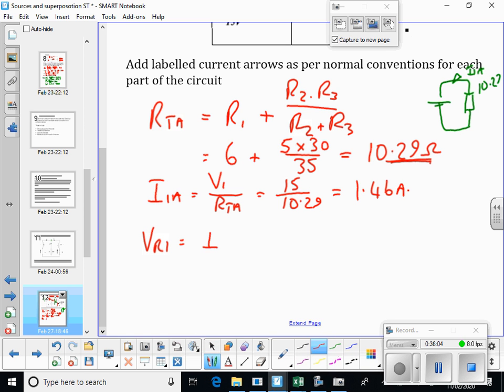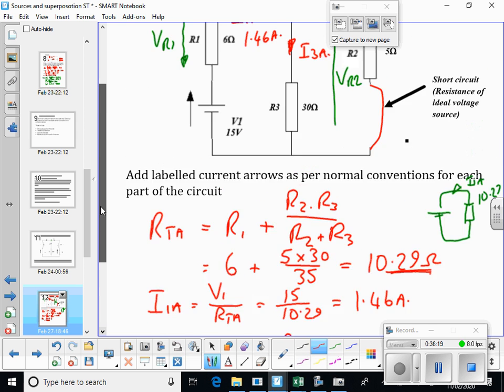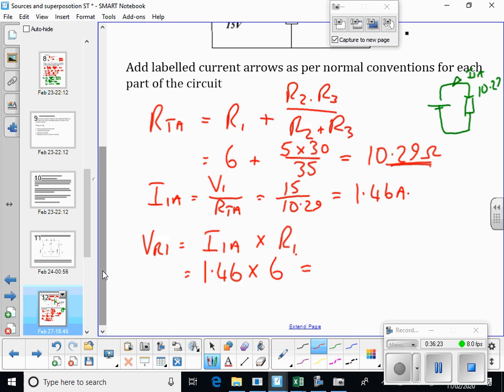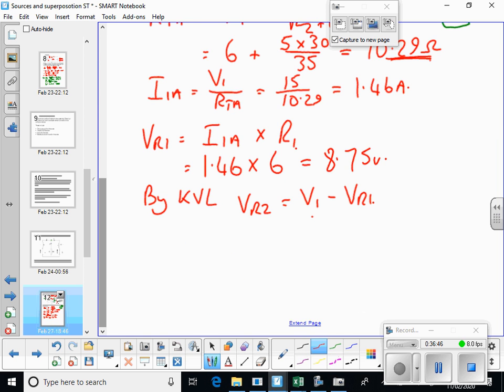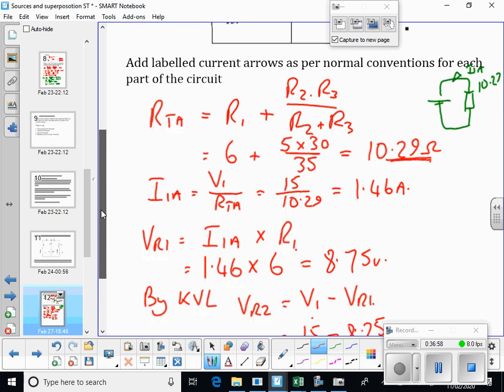VR1 is I times R1, 1.46 times 6 ohms. By Kirchhoff's voltage law, the voltage across R2 is V1 minus VR1, 15 take away 8.75, 6.25.